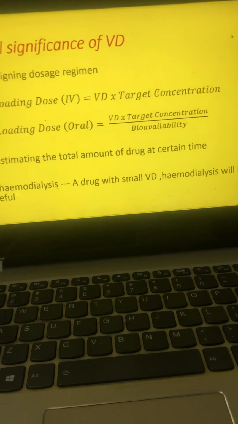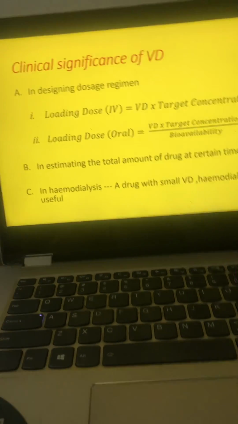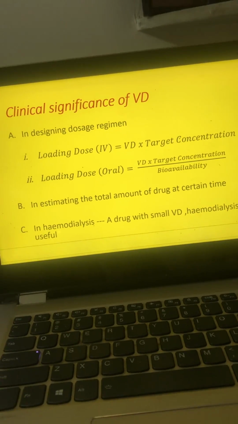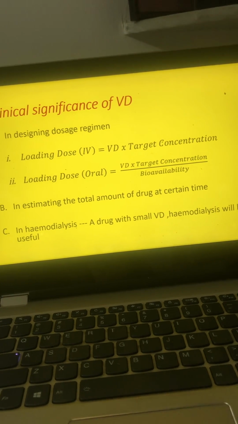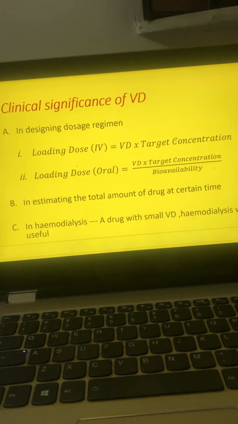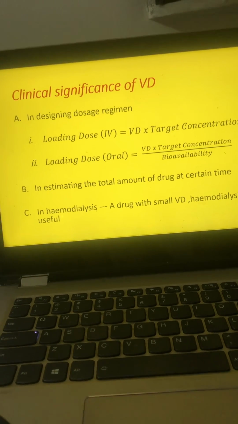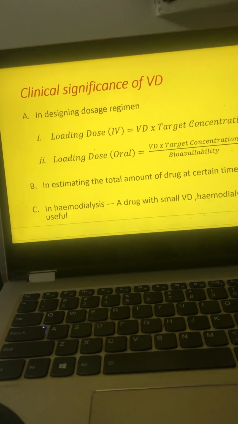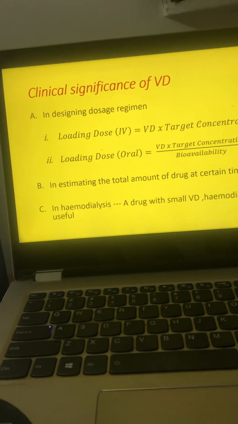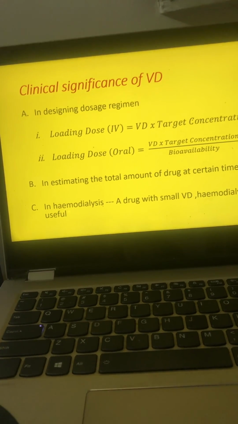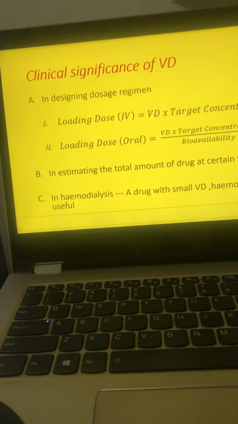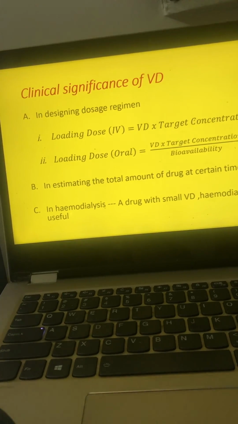Clinical significance of volume of distribution: it decides the dosage regimen. IV loading dose is equal to volume of distribution times target concentration. Oral dose is equal to volume of distribution times target concentration divided by bioavailability. It estimates the total amount of drug present at a certain time. It is helpful in hemodialysis in deciding whether the drug will be removed easily or with difficulty.